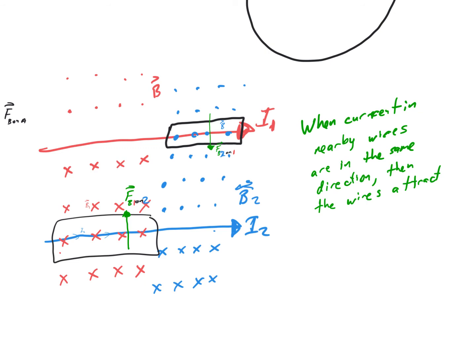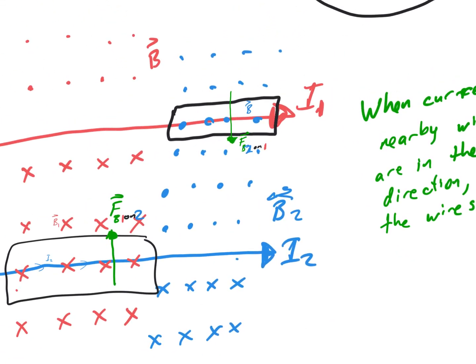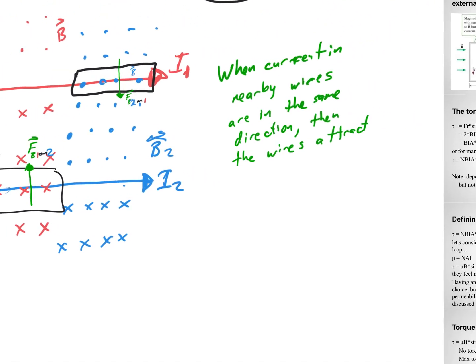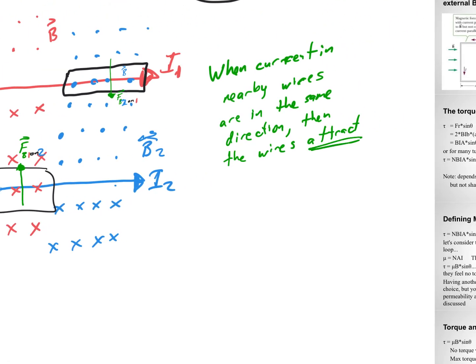I see the red one being pulled towards the blue, and I see the blue one being pulled towards the red. Current in like directions attract. Completely opposite of what you get from the electric forces, where you get likes repelling. Here we get likes attracting.